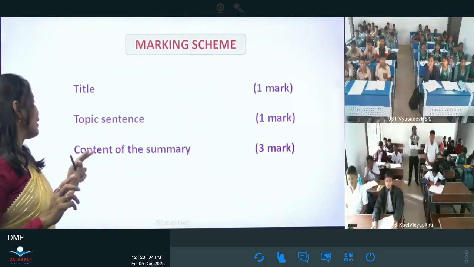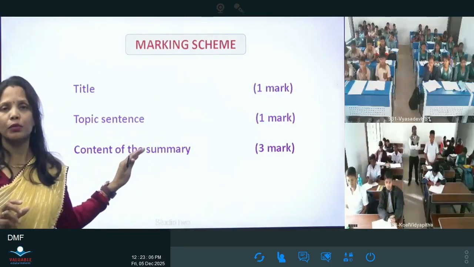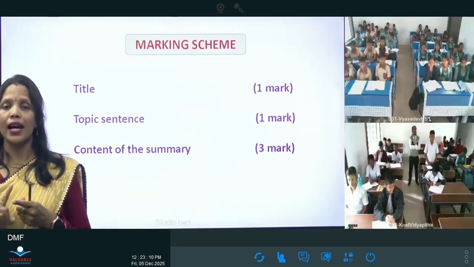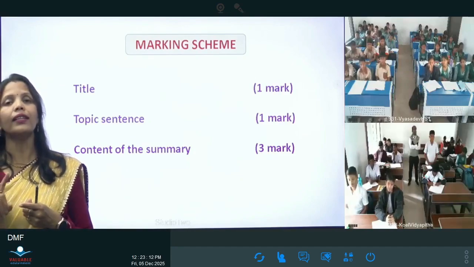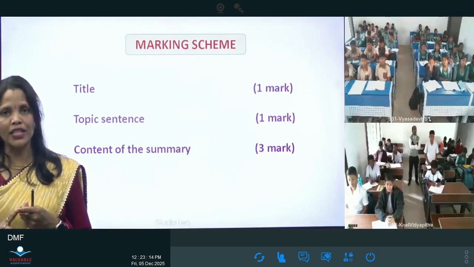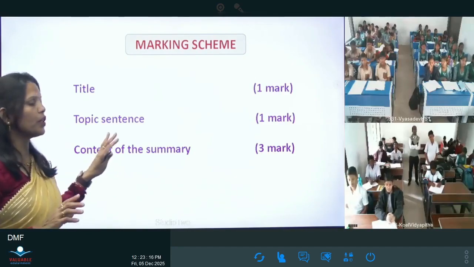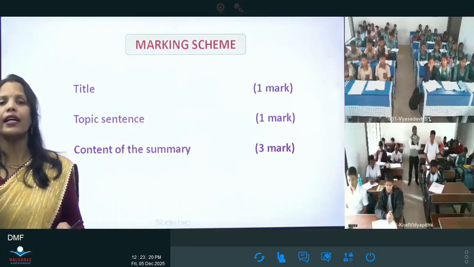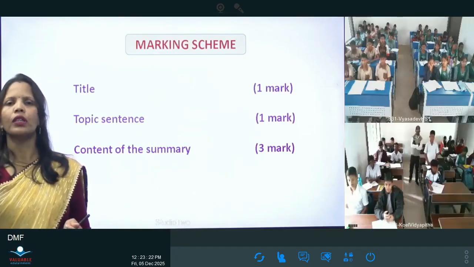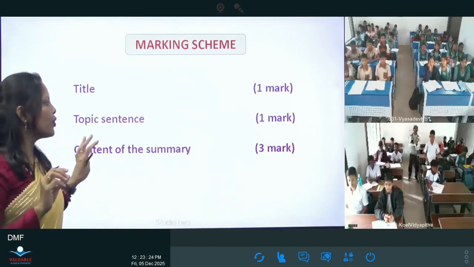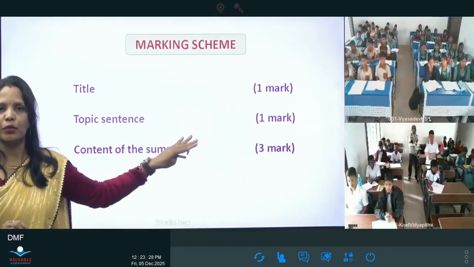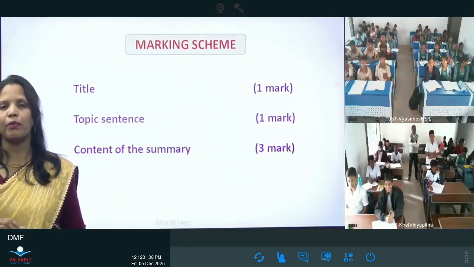Okay, and then the content of the summary. What are the main points, the main ideas discussed in the passage? This carries 3 marks. You have to point out the main ideas and write a short, brief summary of the passage, which carries 3 marks. In this way, you will find that summary writing carries 5 marks.